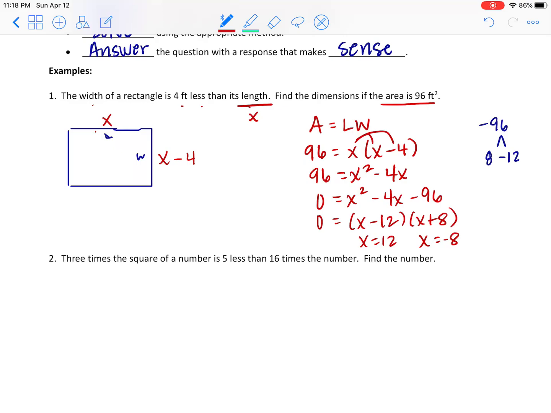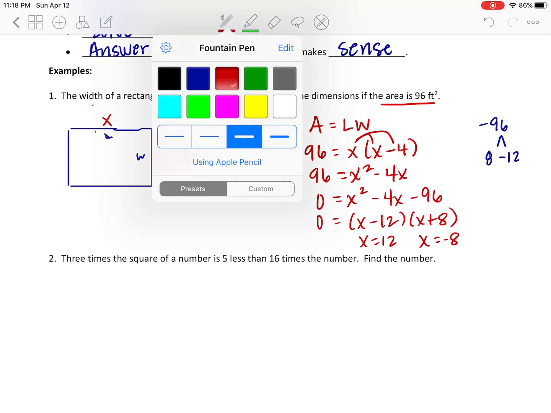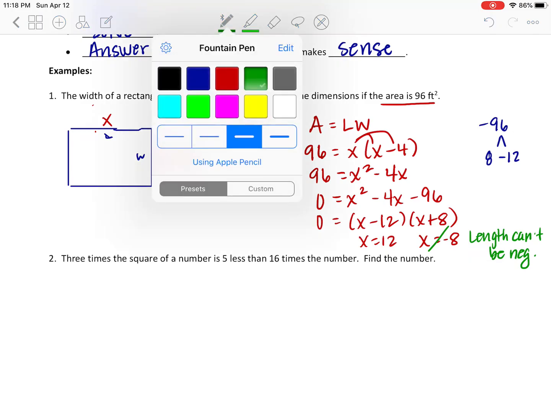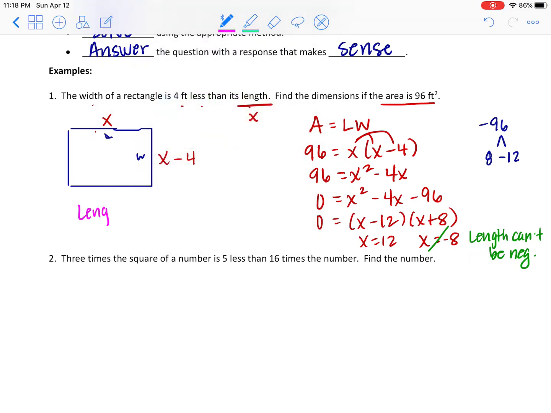So two solutions, but remember what x represented was the length of a rectangle. Now, can the length of a rectangle be a negative? Nope. So we're going to eliminate this as a possibility. Length can't be negative. So even though we got two solutions, only one of them is valid for this scenario. So x equals 12 means that the length of our rectangle was 12.